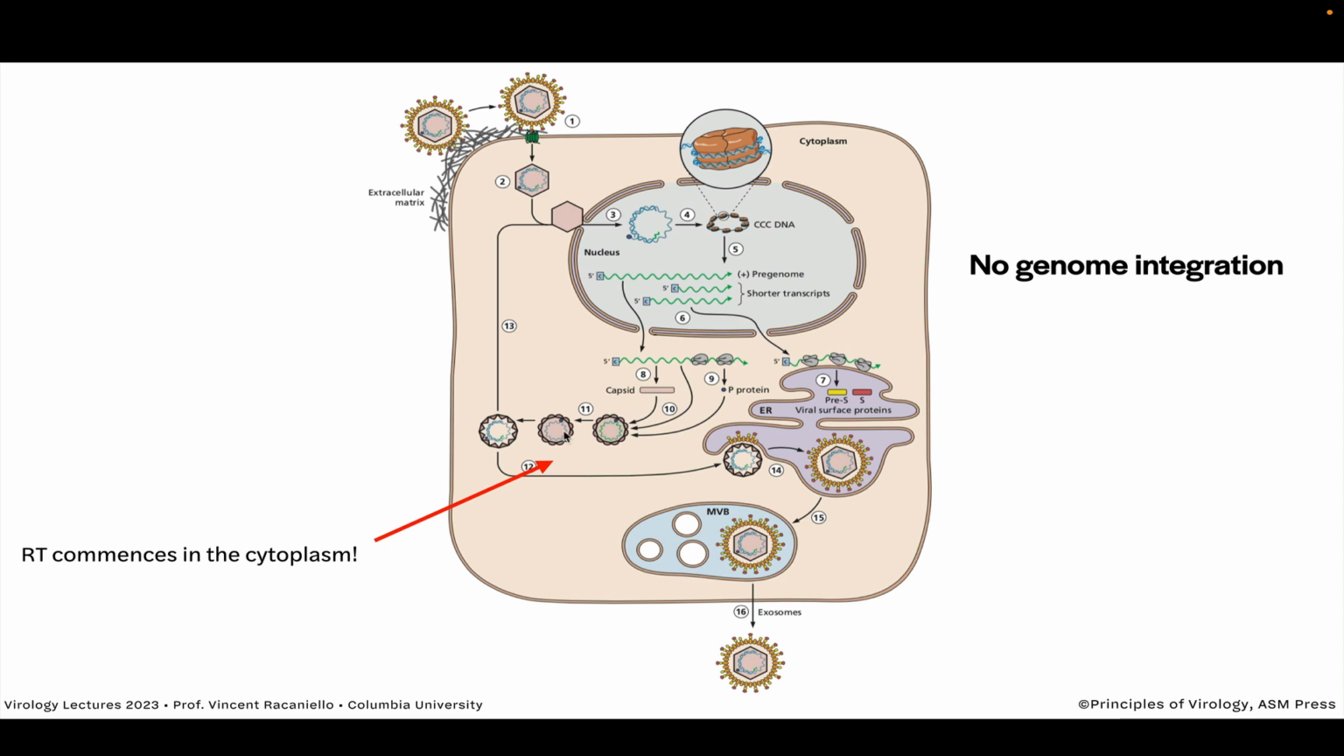That gets encapsulated into the capsid. But before this particle leaves the cell, it begins to reverse transcribe, and you end up with that gapped, strange, partially double-stranded DNA molecule. So reverse transcription commences in the cytoplasm. That is different from retroviruses, where reverse transcription only happens in the next cell that's infected. For these, reverse transcription begins as soon as that RNA is encapsulated in the particle.